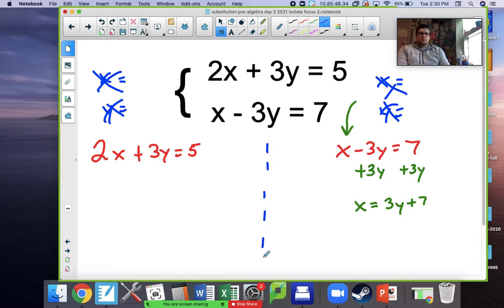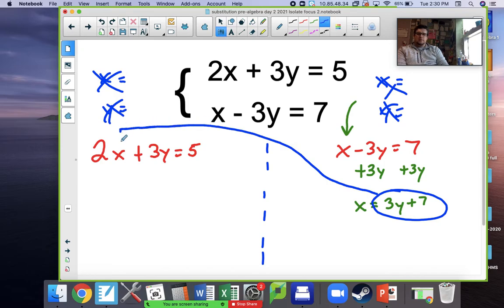We're still working with this two-column kind of system here. So I've got this one. X is equal to all of this, so I'm going to make sure that I plug in for x. So I get 2. That's where x is going to go. 3y equals 5. 3y plus 7.